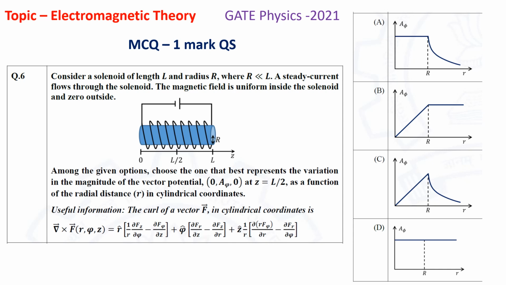This question is from the GATE Physics paper 2021. This is an MCQ type question having 1 mark. And the question was asked from the topic Electromagnetic Theory.